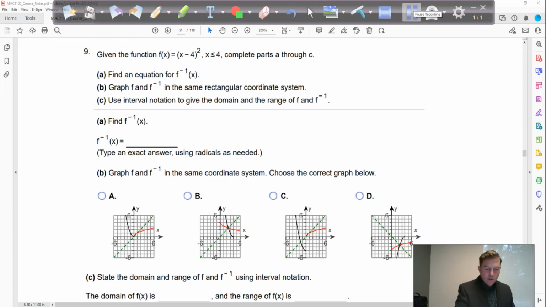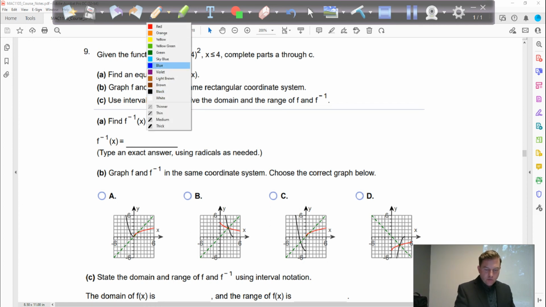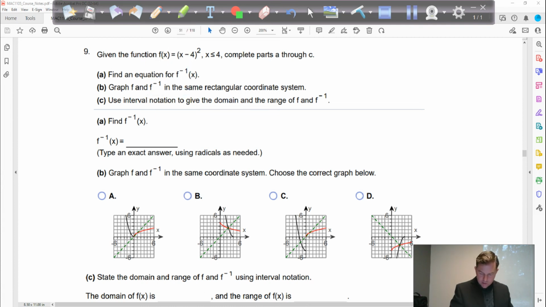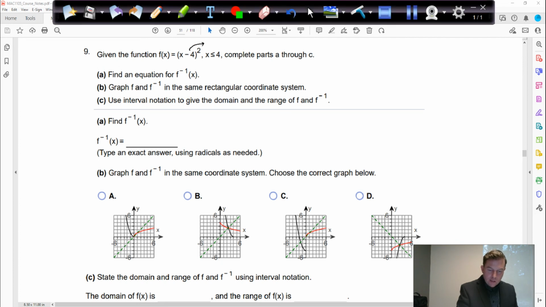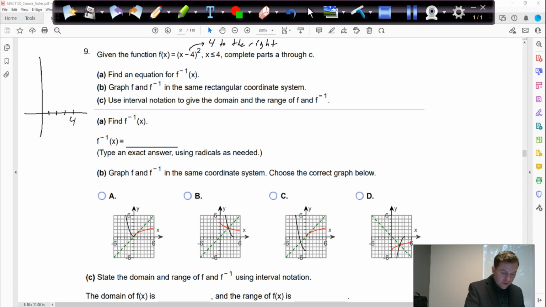Okay, for 9, we're going to actually use some of what we learned for graphing transformations. So we have a function, what colors do we want to use for this? Black, it looks like they use for the original function. And this is going to be a parabola that's shifted 4 to the right. So our original function here, it's a parabola, so it's going to go up on this side. But this is what's interesting about it.